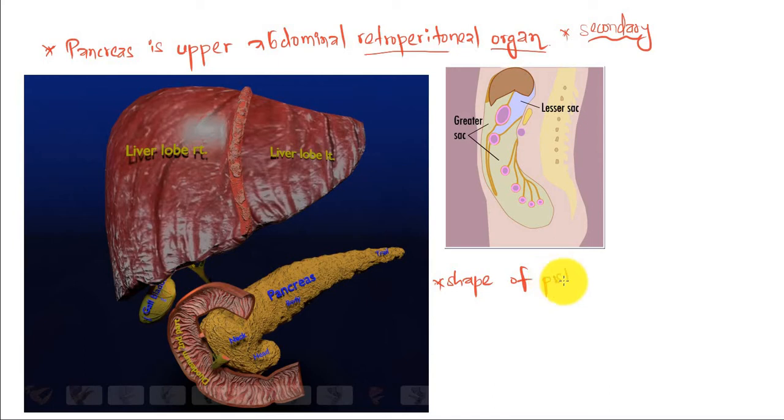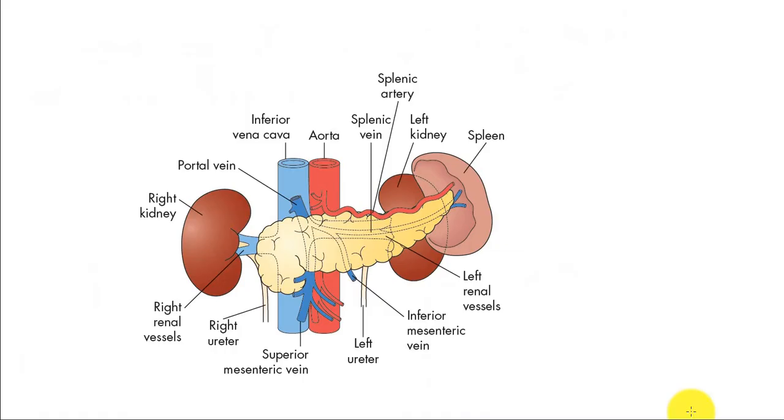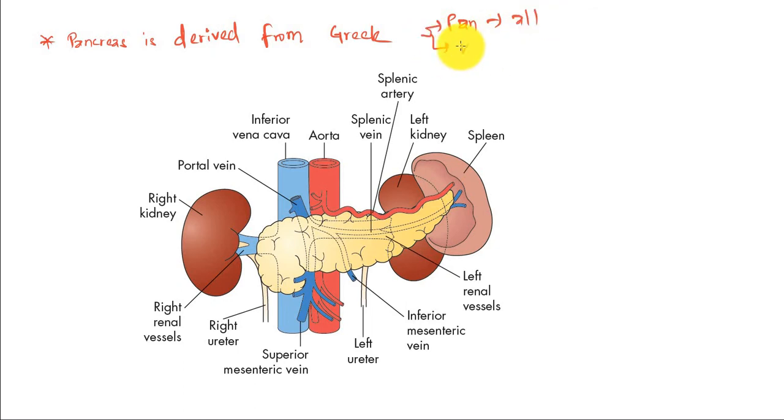The shape of the pancreas is that of a pistol. The handle is housed in the C-shaped duodenum, and the barrel moves towards the left-hand side to the hilum of the spleen. Pancreas is derived from a Greek word, pan meaning all and kreas meaning flesh.